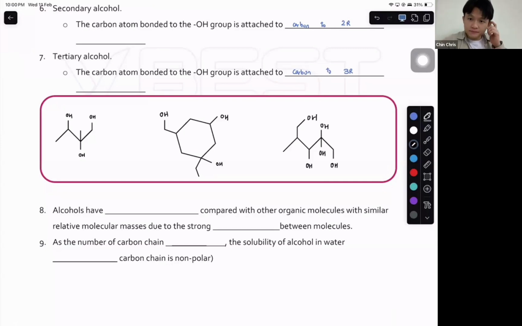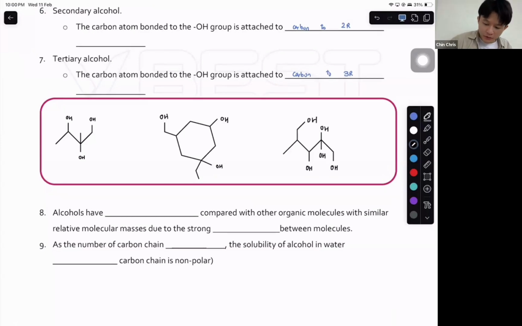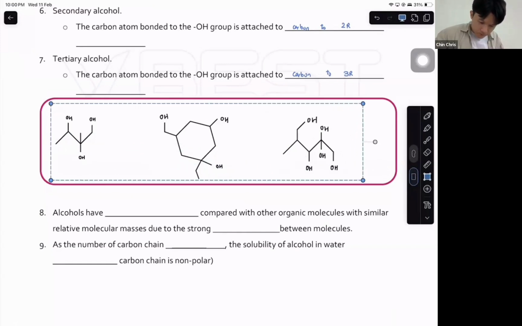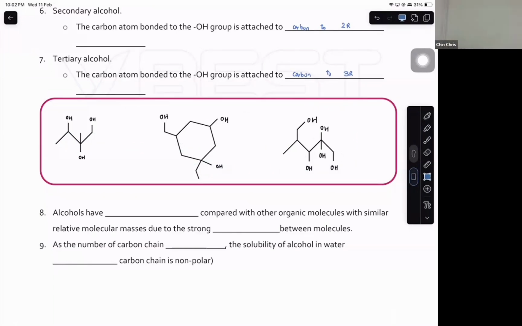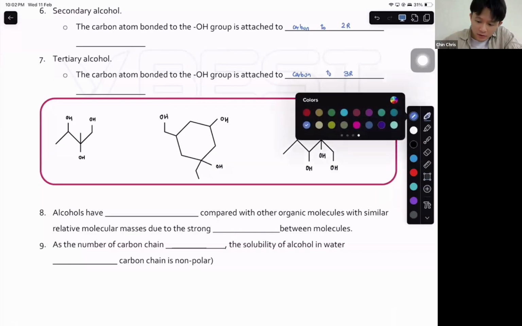Okay, guys, draw this out. The R group is just any carbon. Alright, guys, let's go. Always repeat it this way. Okay, done.